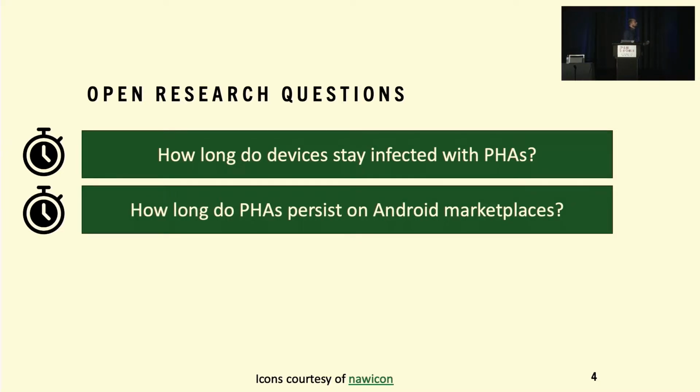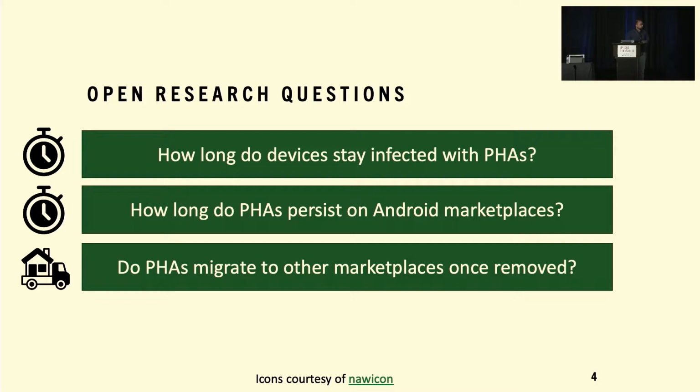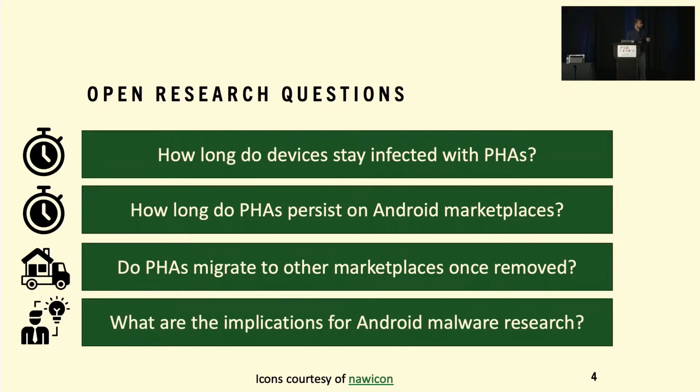Similarly, we don't know how long PHAs persist on Android marketplaces. And this is made even more tricky by the fact that there are many marketplaces. Obviously, Google Play is the biggest one, but there are many others that are vendor-specific or third-party marketplaces and so on. Also, do these PHAs migrate? Once they get removed from one marketplace, do they move to another one to stay active? And what are these dynamics? And ultimately, what are the implications for Android malware research in general that we can draw by answering these questions?